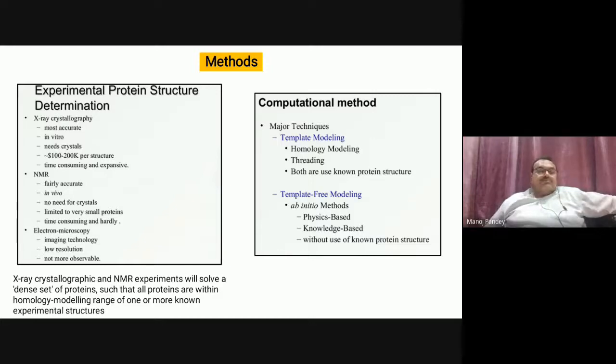Now, the second method is the computational method. The major techniques are template modeling and template-free modeling. In template modeling, there is homology modeling, also known as comparative modeling. The second one is threading. Both these methods use known protein structures. In template-free modeling, ab initio modeling, also known as de novo protein prediction, is based on physics and knowledge base. In this modeling, we do not know the protein structure.